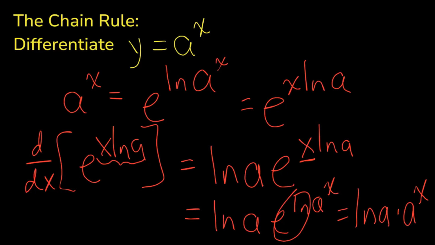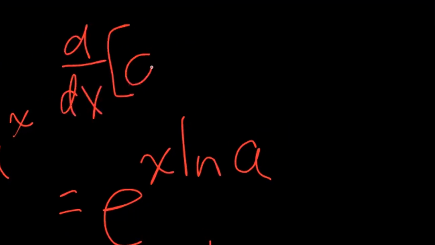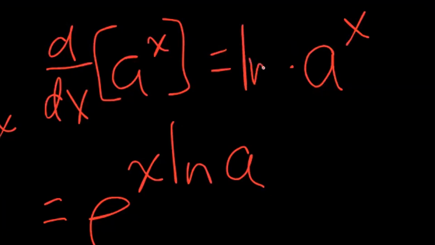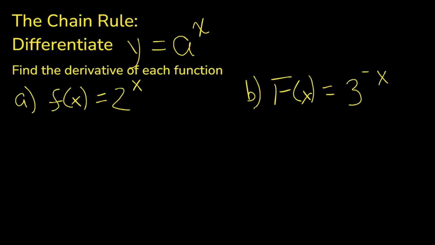The derivative of a to the x, the rule is itself times natural log of whatever the base is. So now let's look at a couple of examples here.